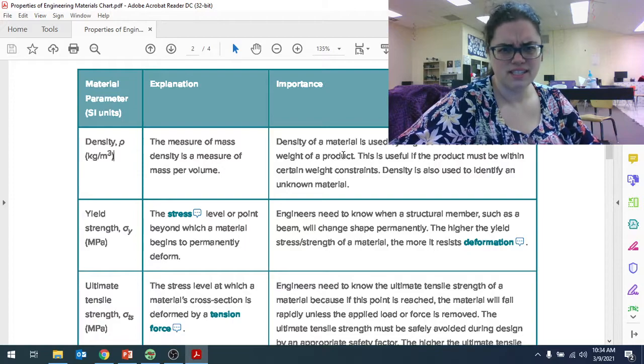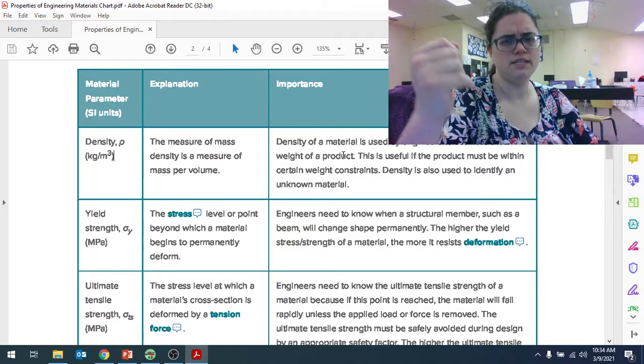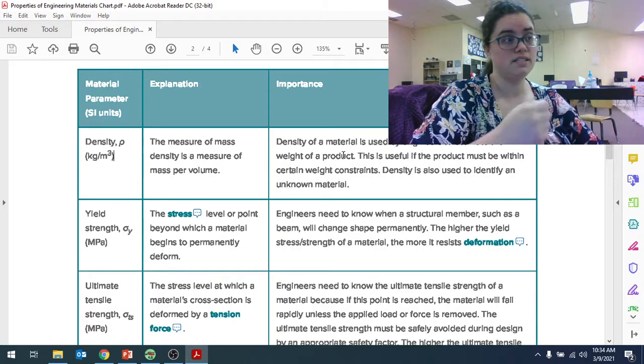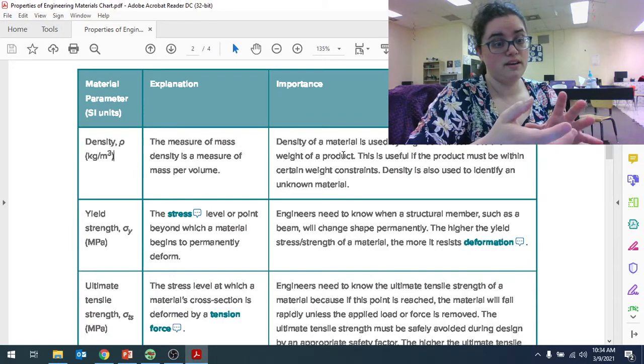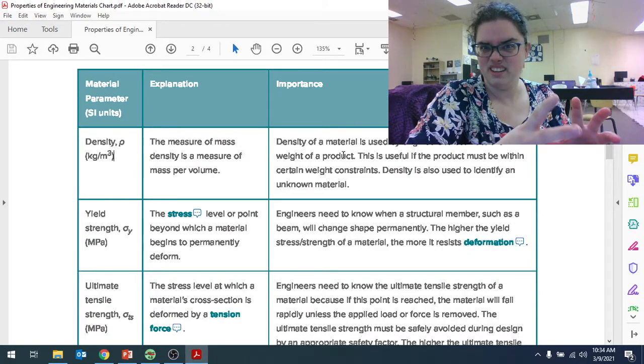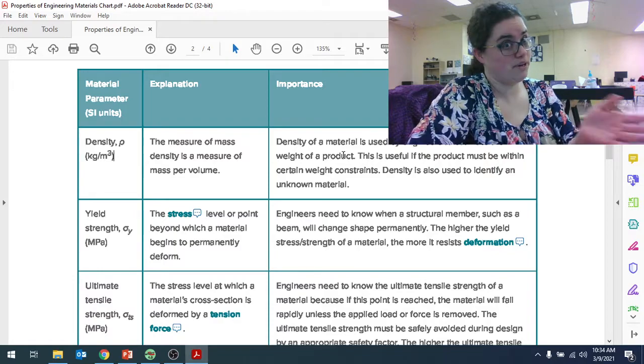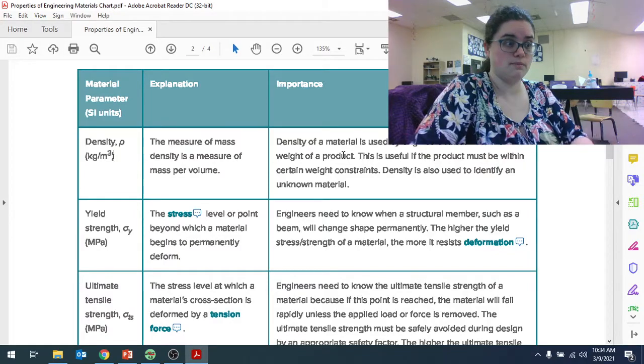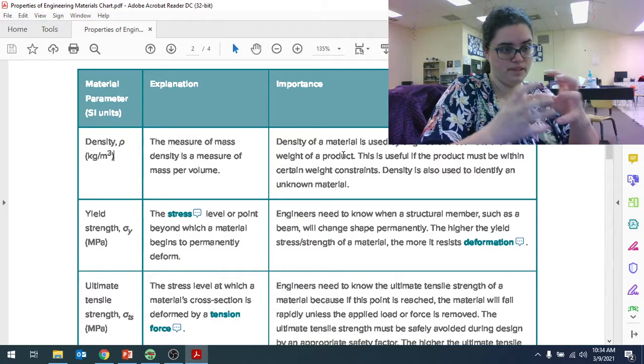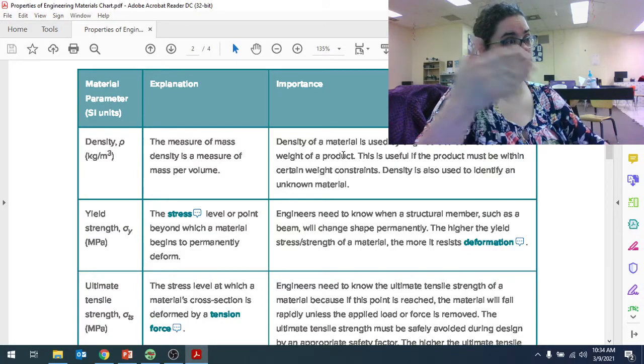Why does it matter? Density is a material property engineers use to estimate the weight of a product. If I'm designing something and I know about the size it's going to be, and I'm going to make it out of steel, that's pretty dense. It's going to be pretty heavy. If it's something that someone's lifting a lot, I don't want it to be really dense. I want to find a way to lower the density.